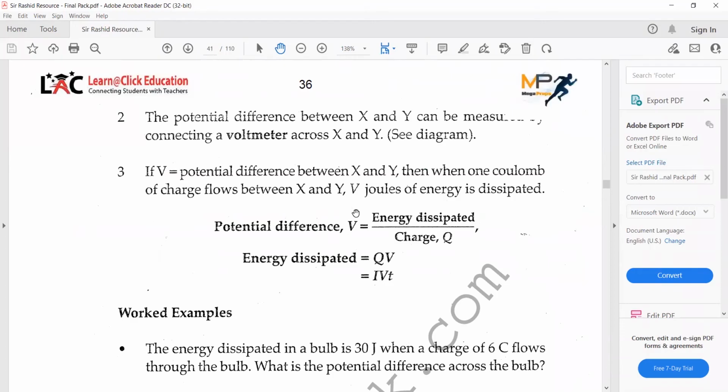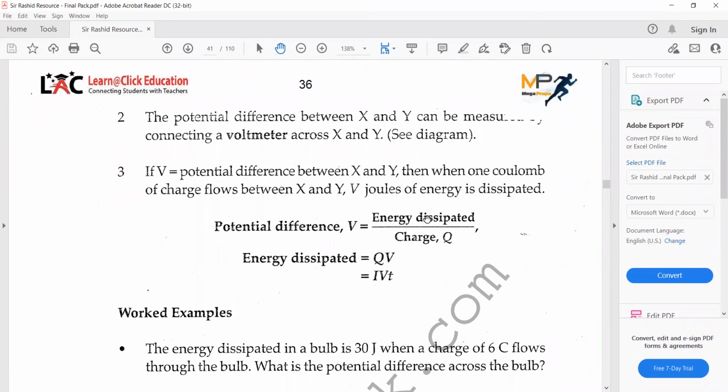The formula for potential difference. This is energy dissipated over charge. You can also call this work over charge. So V is equal to W upon Q, or V is equal to E divided by Q.